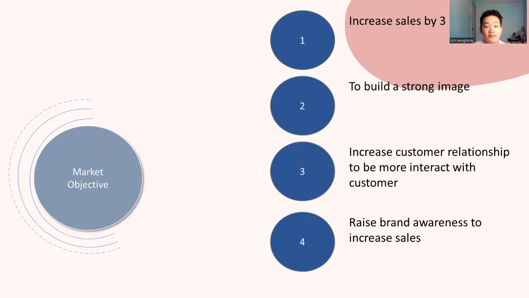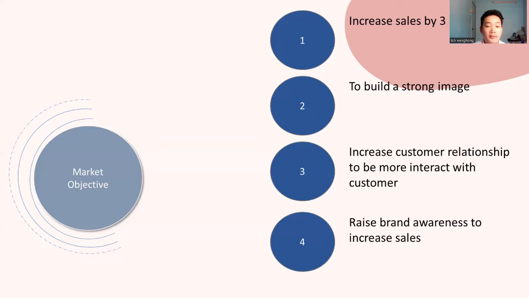Next, the market objective will be based on the SMART objective. SMART stands for specific, measurable, achievable, relevant, and time-bound. The first is to boost sales by 3% with 3 new blog posts a week by the end of the year. Second, build a strong image to build credibility and loyalty among potential customers to get more followers on social media by the end of 2022.